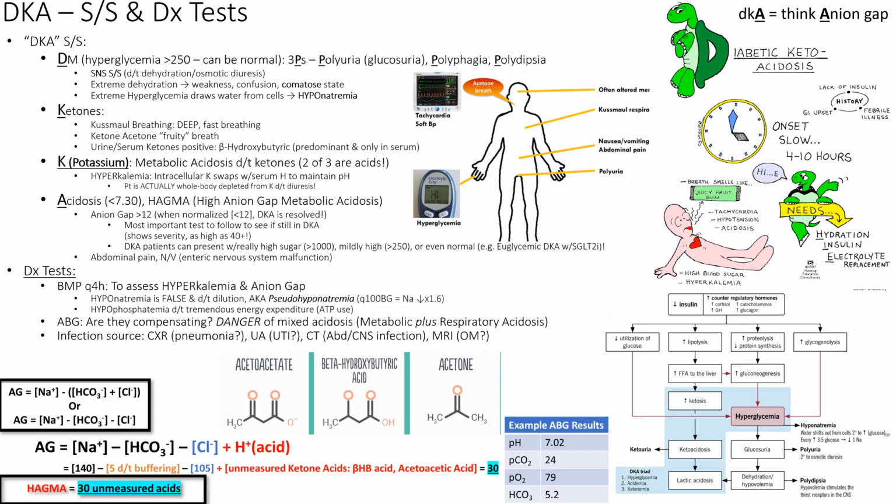So what are your symptoms of DKA? Symptoms and diagnostic tests. Your symptoms are, you have as DKA, right? So D, you have symptoms of diabetes, which is hyperglycemia. What are those? Those are your three Ps: polyphagia, polydipsia, polyuria. And usually the sugar is high. They have hyperglycemia, usually more than 250, right? And you're going to get SNS symptoms from all this dehydration that results from, which one of those Ps causes dehydration?